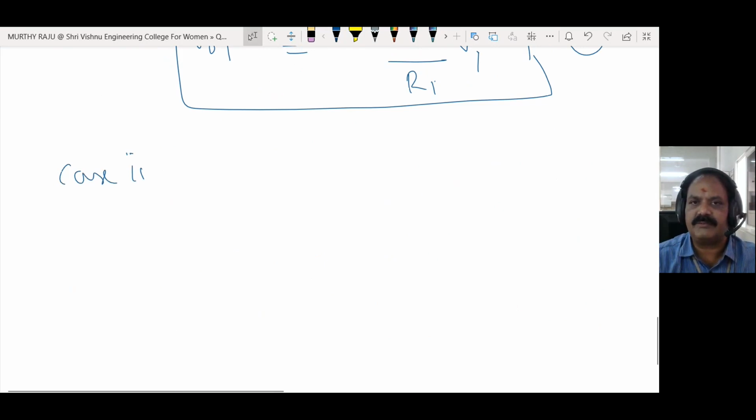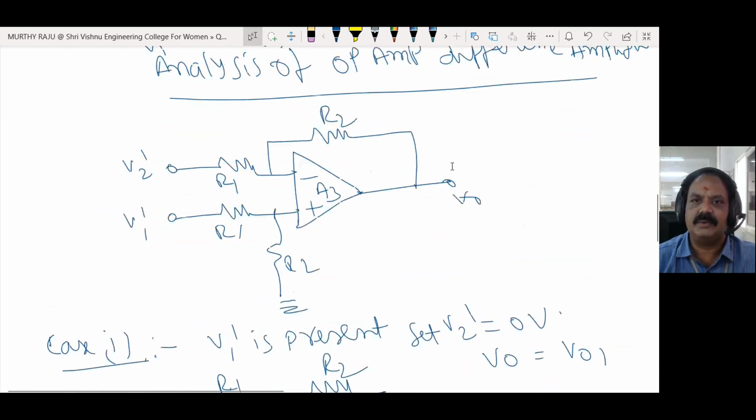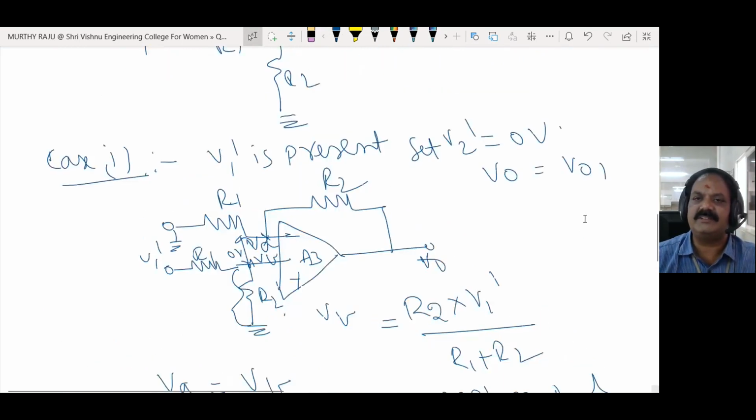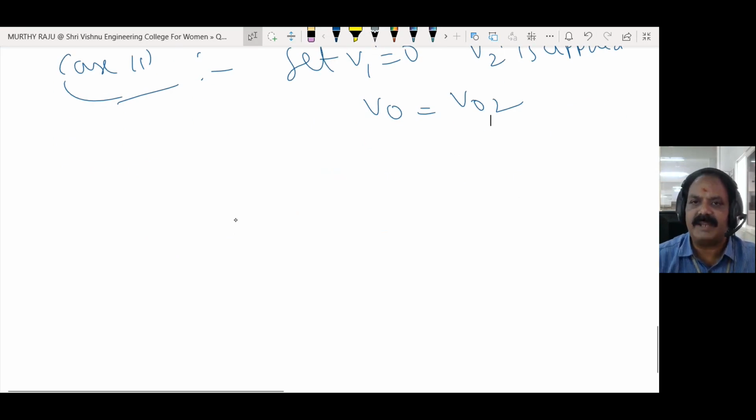In case two of the differential amplifier, set V1 dash equal to zero. V2 dash is applied. Therefore, the output voltage V0 is equal to V02. The simplified diagram is like that.